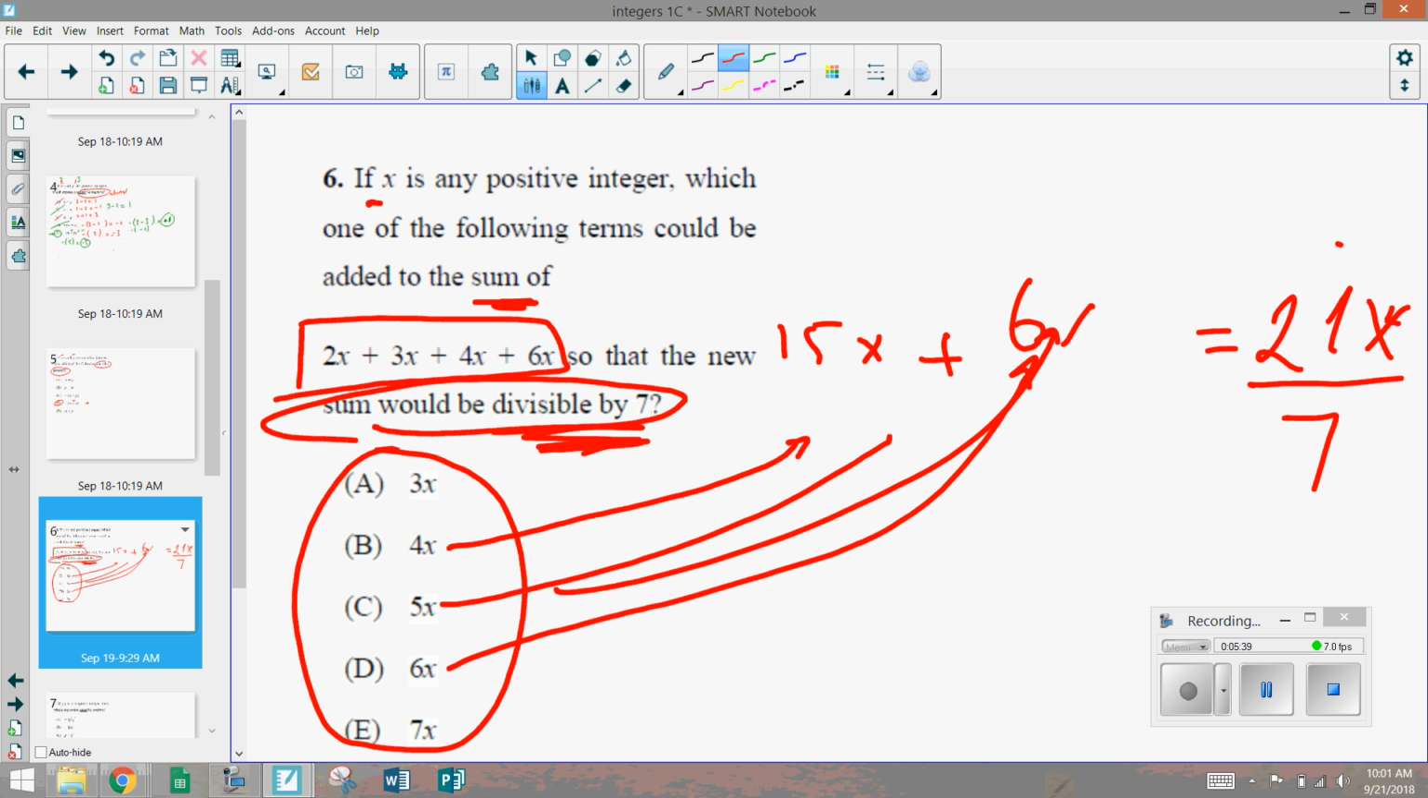X is, what's that saying? X is positive integer. Let's say 2. Okay, 42 divided by 7 is equal to 6. That works. X equal 1. 21 times 1 equal 21. 21 divided by 7 is equal to 3. So it's divisible. It's gone.